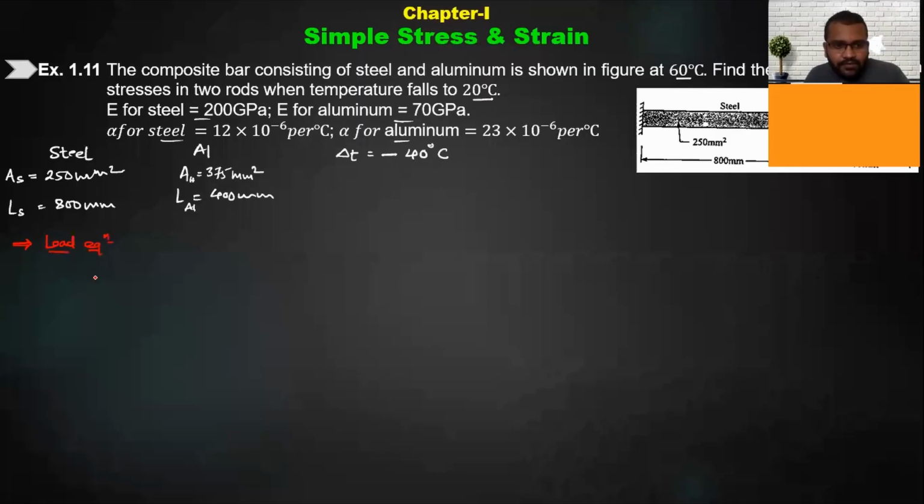The load in steel will be the same as the load in aluminium, but the load is nothing but stress into area: sigma S into A S equals sigma AL into area for aluminium. Now these two things I know. Sigma S is unknown, but the area for steel is known to us. Area for steel is 250 mm square, and the area for aluminium is 375. Right? So I can get one relation between sigma S and this one. So sigma S is equal to 375 divided by 250 into sigma aluminium.